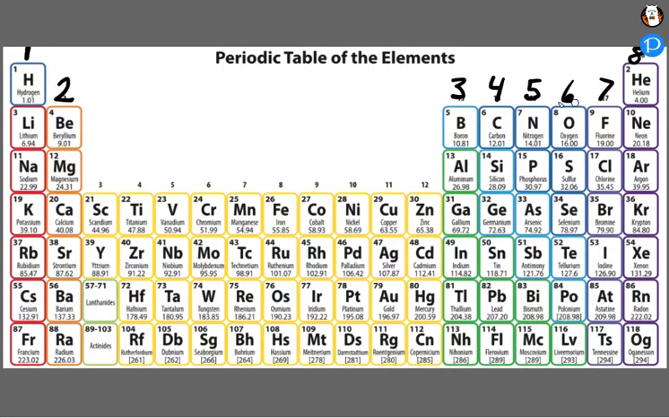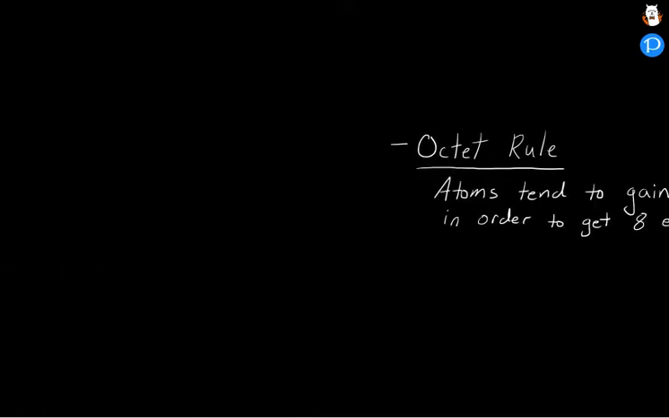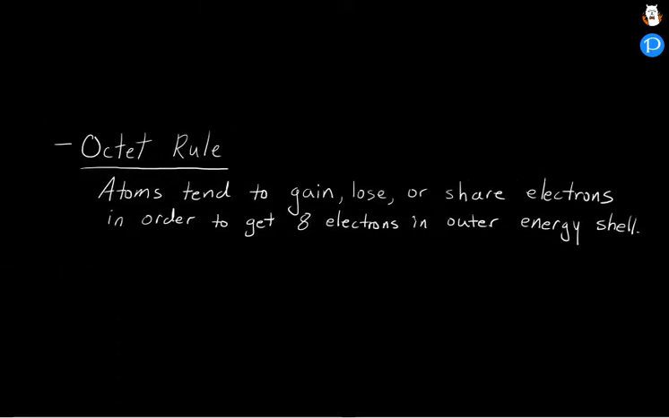So they don't need to bond with anything in order to get 8 electrons in their outer shell. However, none of these guys over here have 8 valence electrons, and they're constantly trying to get 8 electrons, because if they can, they become stable. And we call that rule, by the way, make sure you get this down, the octet rule. The octet rule says that atoms tend to gain, lose, or share electrons in order to get 8 electrons in their outer energy shell.